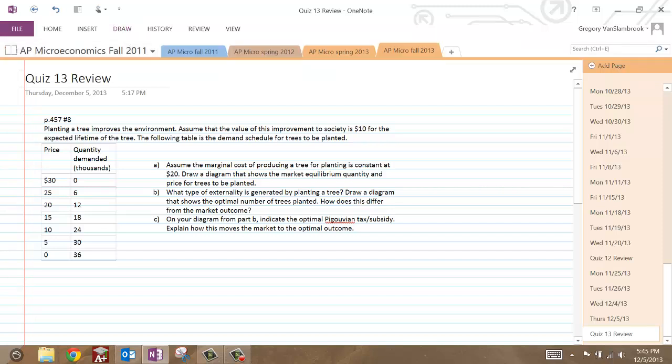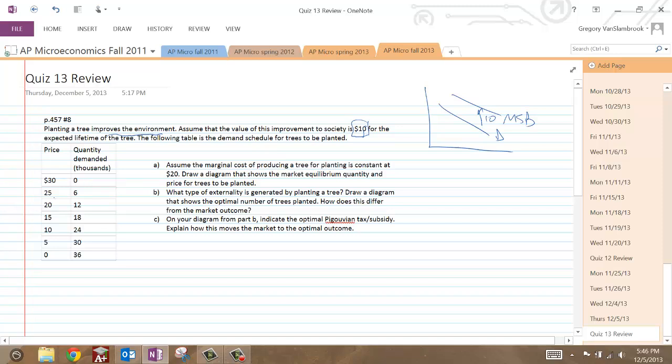So, planting a tree improves the environment. Assume that the value of this improvement to society is $10 for the expected lifetime of the tree. And this table gives the demand schedule for trees to be planted. So already, since we see it improves the environment, we're thinking about a positive externality, right? And the value of the improvement is $10. Should already start to be thinking, okay, so that means that the marginal social benefit is going to be greater than the demand curve in the amount of $10. Just kind of what you should be thinking as you first see the problem.